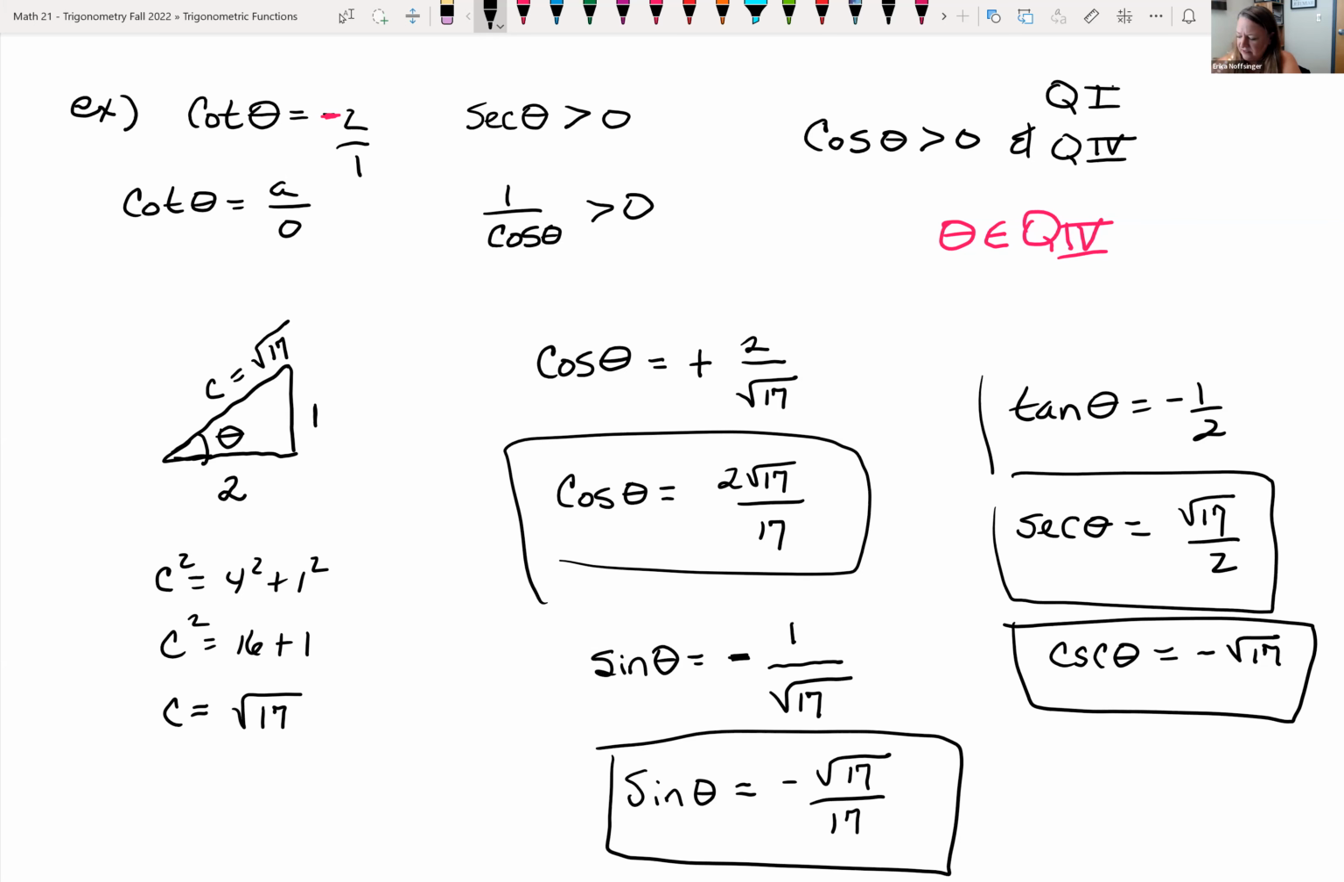And based off of the trigonometric function it gave me and which trigonometric function was positive, I could determine which quadrant I was in and then the signs of the other trigonometric functions and created a triangle.